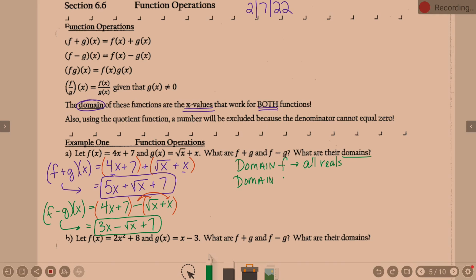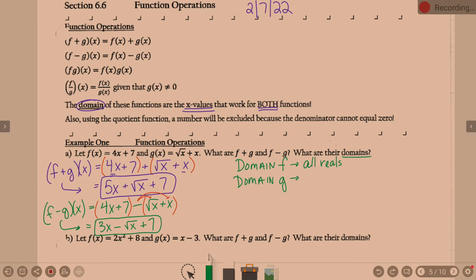What about the domain of g? G was what? Square root of x plus x. Are there any numbers that I can't put in there? I can put whatever I want in for plus x. But what about the square root of x? Can you take the square root of any old number you want? Not exactly. What kinds of numbers can we not take the square root of? Negative numbers, right? If you put square root of a negative number in your calculator, what's your calculator going to do? Error. It gives you some kind of error, right?